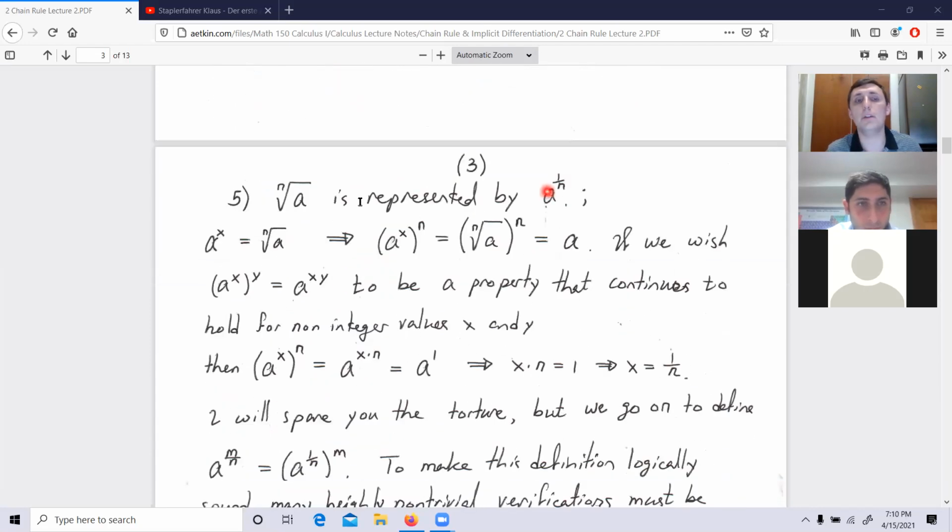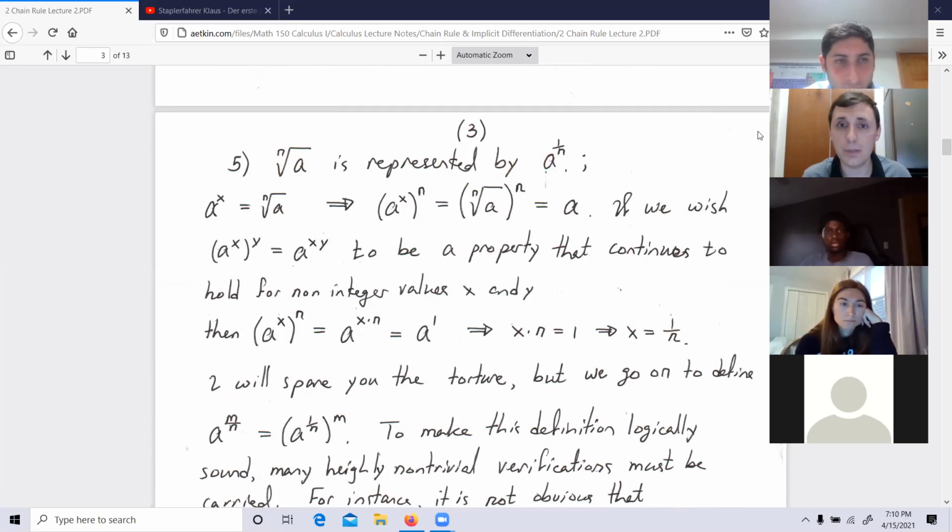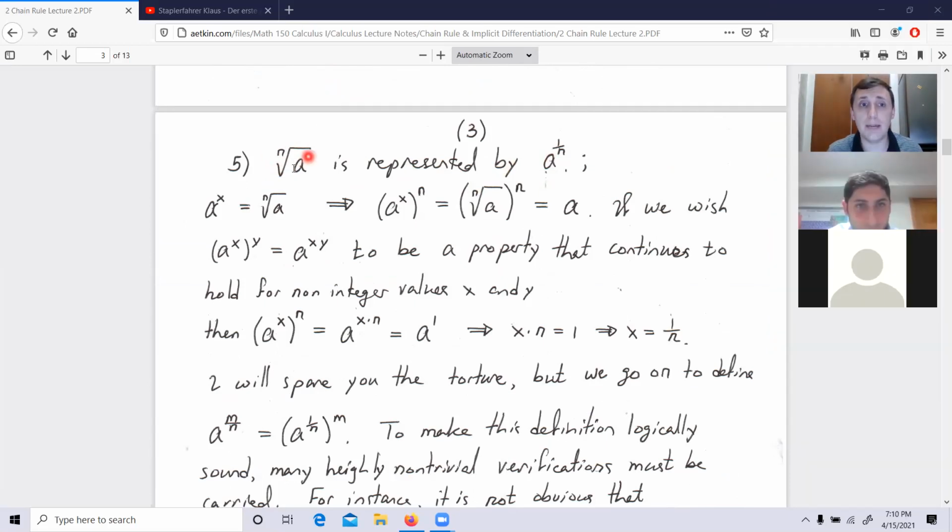Now, similarly, we observed, I think before already, that the nth root of a should be represented as a to the power of 1 over n. Do you see why? Because the nth root of a means a number that when multiplied by itself some number of times gives just simply a. So this number is multiplied by itself n times, and you get a. So you can clearly see that if the power representation is x, then a to the x to the power of n is supposed to give you a.